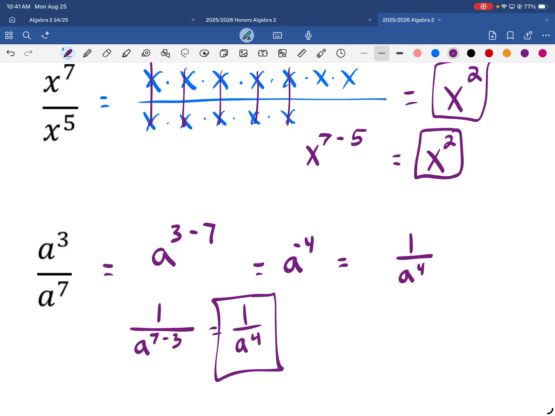Eventually, you should just be able to say, which one's bigger, top or bottom? 7's bigger than 3. How many bigger? 4 bigger. So my a to the 4th is going to be in the denominator. That's the quotient rule.